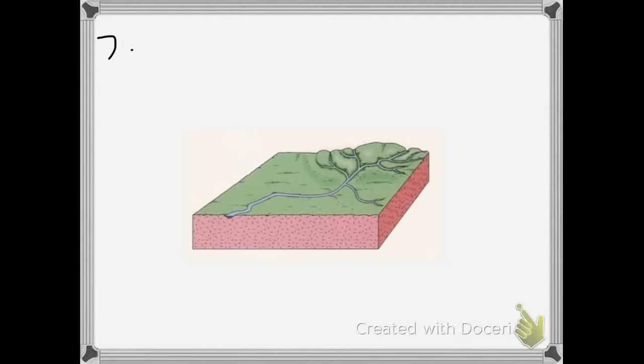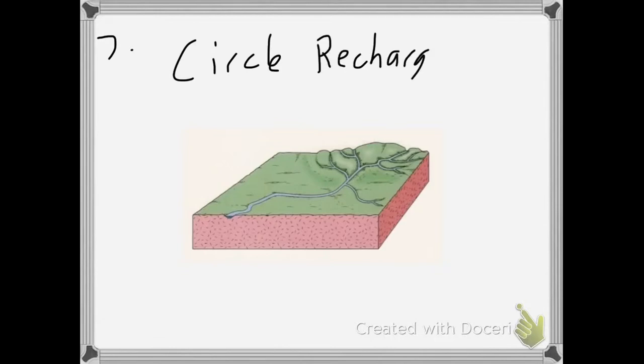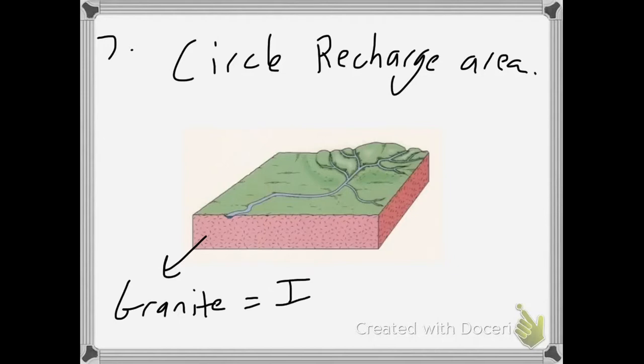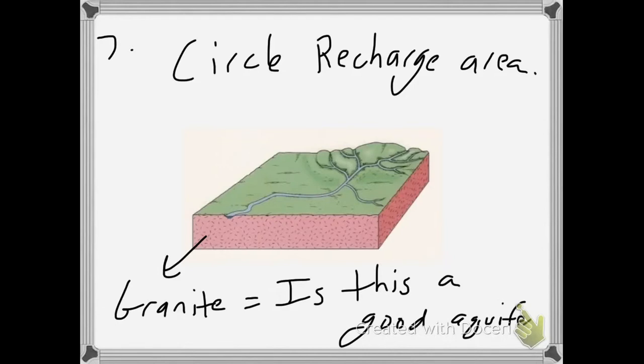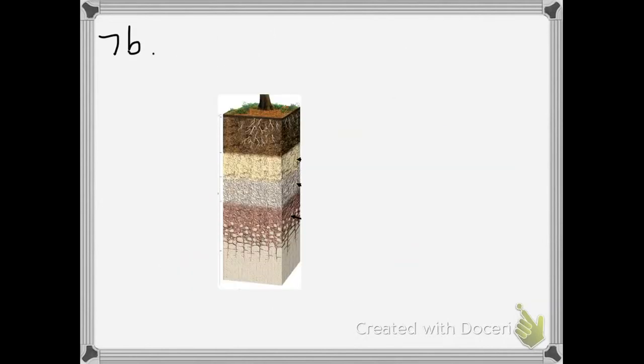Okay, question number 7 is another picture from a previous chapter. Can you circle or indicate somehow the recharge area for this picture? I don't know if you recognize this, but this is a granite. Is granite going to be a good aquifer? Is that going to be holding a lot of water and allowing water to transmit through it? Well, the answer is no, so it's not really going to have a recharge area because it's not even an aquifer.